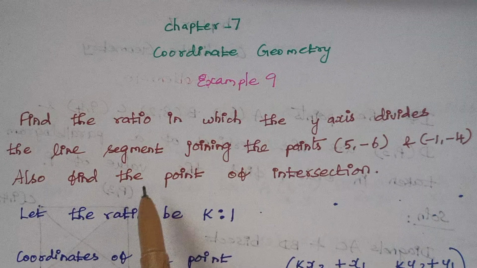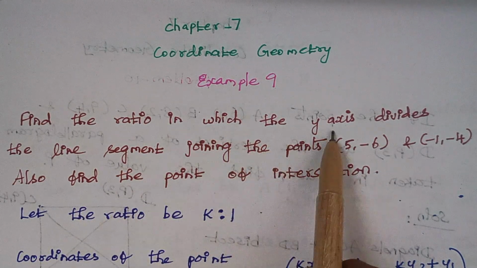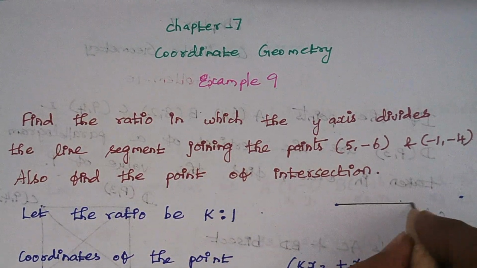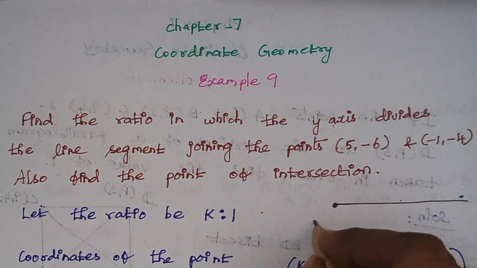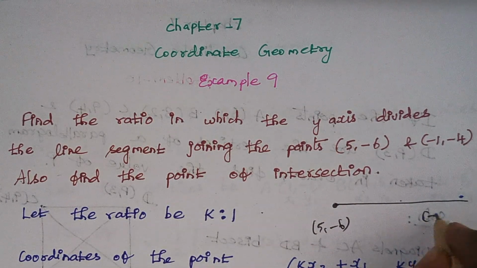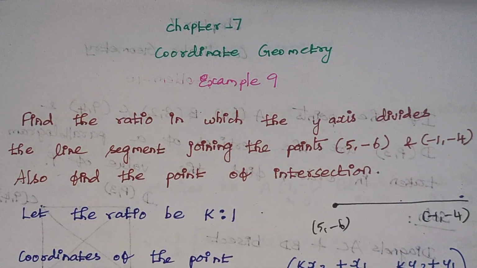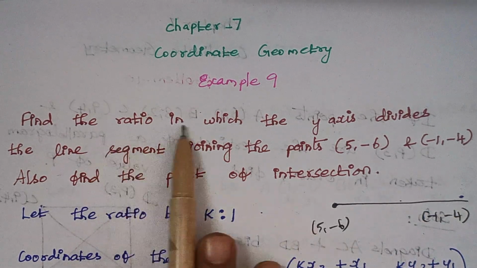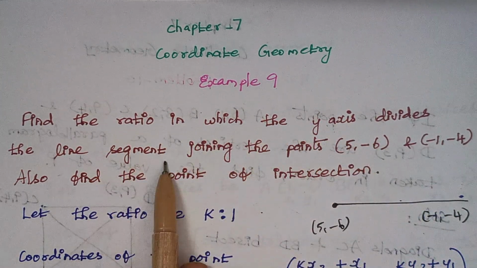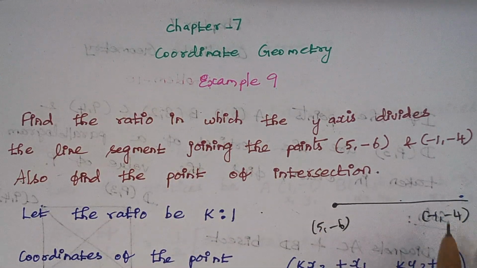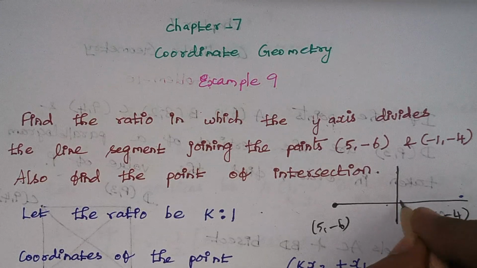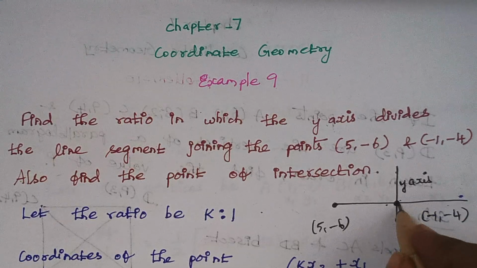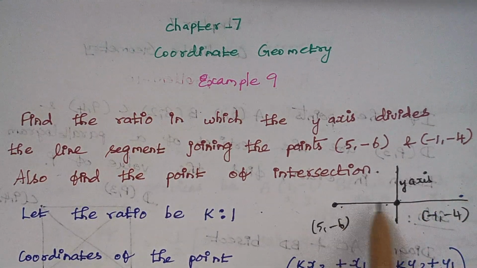Example 9. The problem is: find the ratio in which the y-axis divides the line segment joining the points. So here there are 2 points, right? One is 5, minus 6 and the other point is minus 1, minus 4. Now you see this is a line segment. Here, the y-axis divides the line segment, right? So this line segment is divided by our y-axis. Now, we have to find the point of intersection of the y-axis with this line segment.